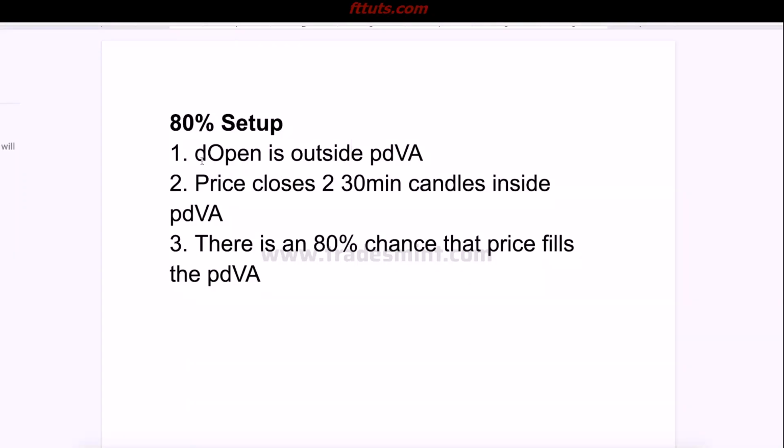The 80% setup is when the daily candle opens outside of the previous day value area. And then if the price comes inside the previous day value area, and closes two 30-minute candles inside the previous day value area, then there is an 80% chance that price will fill the previous day value area.